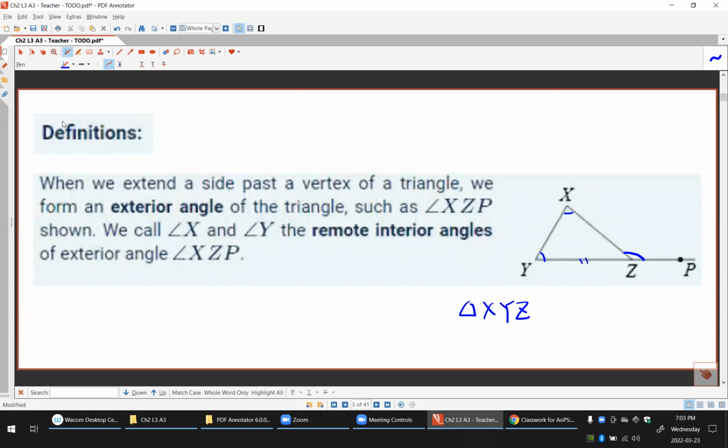Okay, any questions? No. Okay, so basically these are just some trivial definitions you need to know, okay? These are to facilitate our discussion later.